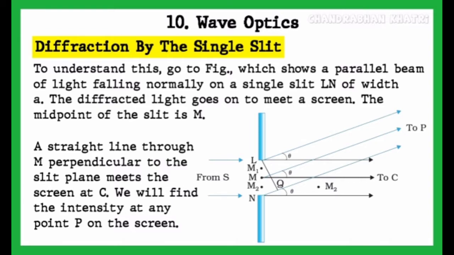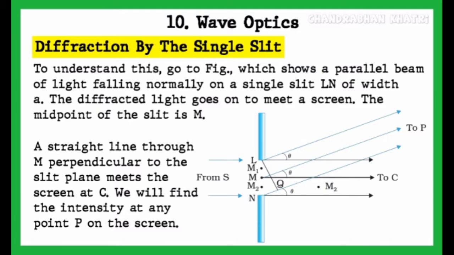Diffraction by the single slit. To understand this, go to the figure, which shows a parallel beam of light falling normally on a single slit LN of width a. The diffracted light goes on to meet a screen. The midpoint of the slit is M. A straight line through M perpendicular to the slit plane meets the screen at C.